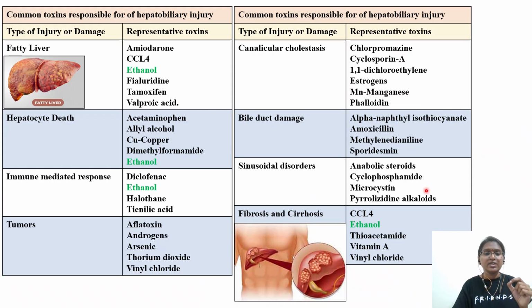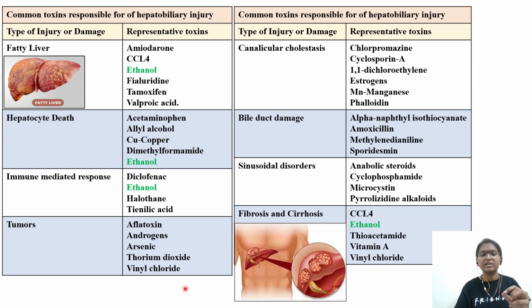Next we'll see some of the important tables which are taken from Katzung summary as well as PK Gupta only. Here are the common toxins which are responsible for liver injury. Pause the video and try to see the different regions of the liver, where they have also listed out the toxins. For example, ethanol is going to cause fatty liver, liver cell death, impair the immune-mediated response, as well as cause fibrosis and cirrhosis. Similarly, pause the video here and read about other examples.